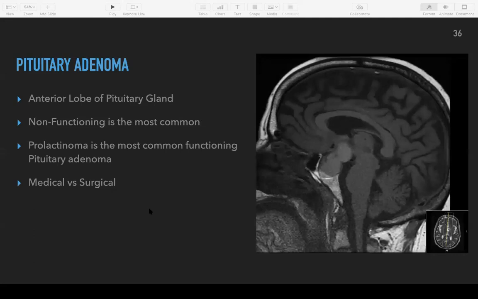For the next tumor, it is pituitary adenoma, which is involving the anterior pituitary gland. Anterior pituitary gland, we have a pituicytoma, which is another category, not in the same category of pituitary adenoma. The most common tumors are non-functioning, because it is divided into functioning and non-functioning, depending on the hormonal production. And the most common functioning pituitary adenoma is prolactinoma.